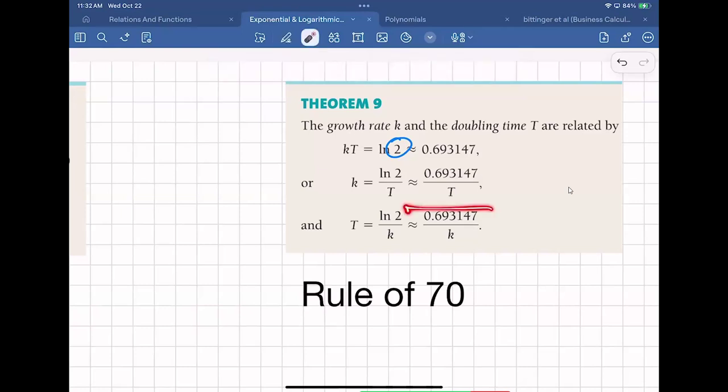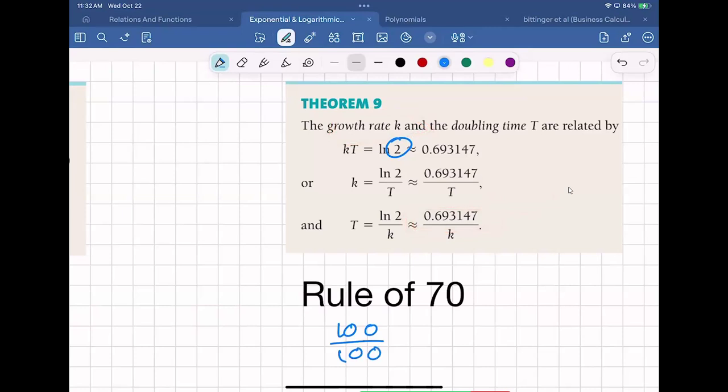Well, where did they get this from? Well, remember, interest rates or growth rates are going to be percentages, right? If you just do a quick multiplication here of 100 over 100, this becomes about 70% all over 100 times whatever your rate is. No, sorry, that's backwards.